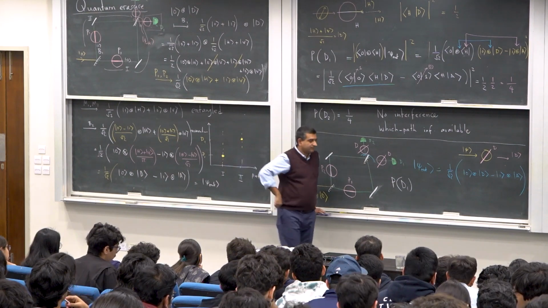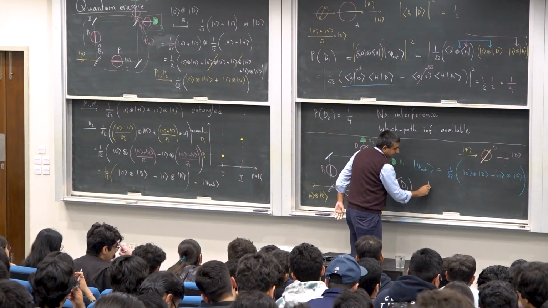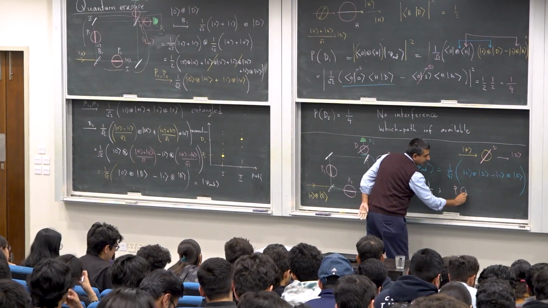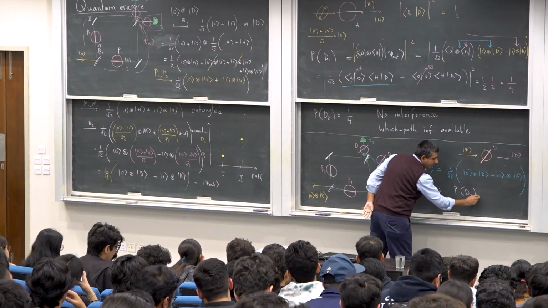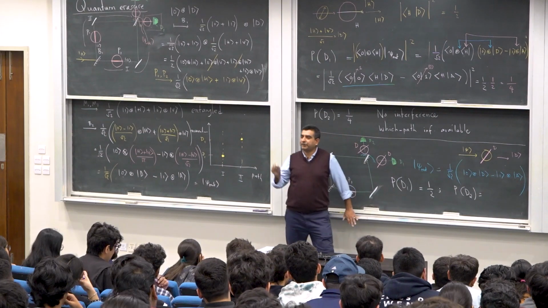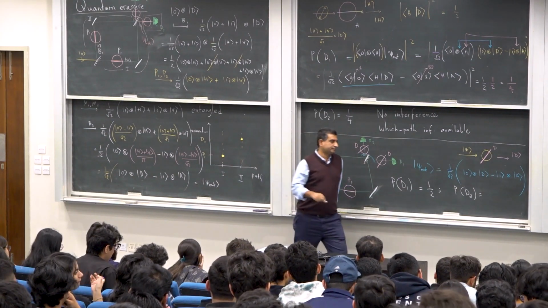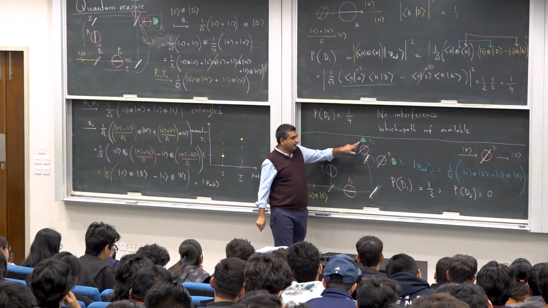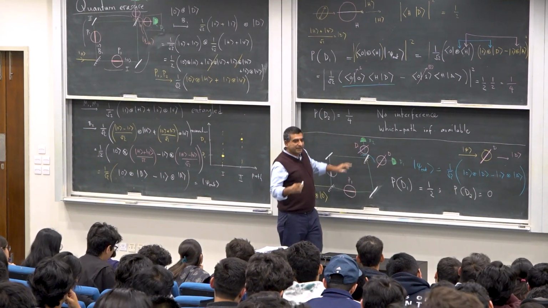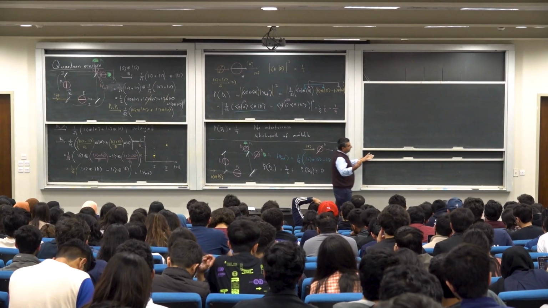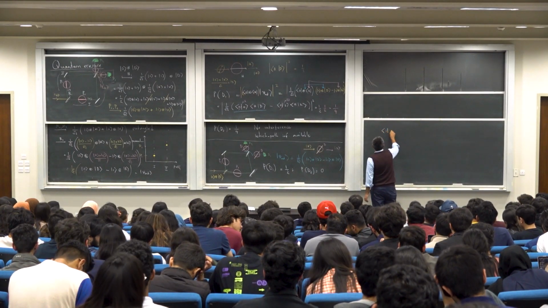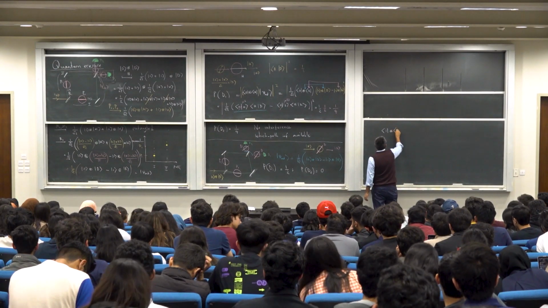Half, 1/2. And what's the probability that detector D2 clicks? 0. Because along this path, the measurement bra is really ket 1 cross ket D.